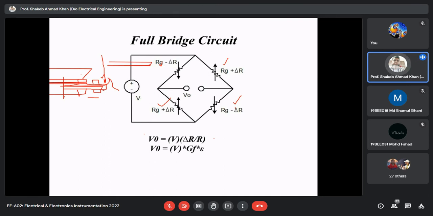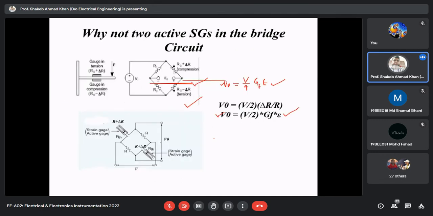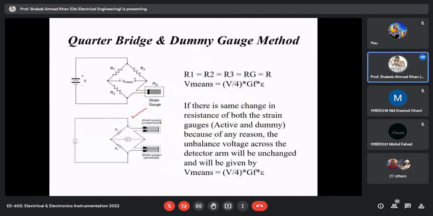So this is how a bridge circuit offers many advantages as a signal conditioning circuit, obviously when we are working with the strain gauge. If you are having any query regarding all these things, you can ask, please.